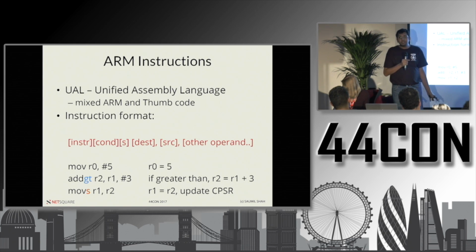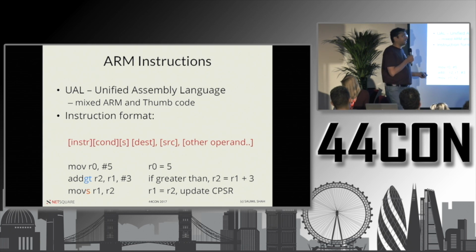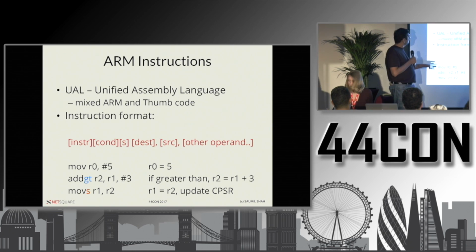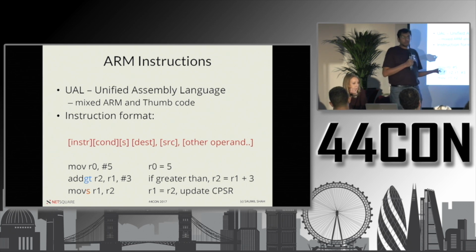All numbers by default in ARM are treated as decimal integers, and they will be represented with a hash. These are not hashtags. This is decimal number 5. The origins of this go back to 6502 assembly, because in 6502 they also used hash for numbers, and they were by default treated as decimal. So this will set R0 equal to 5. So 5 gets loaded into R0.